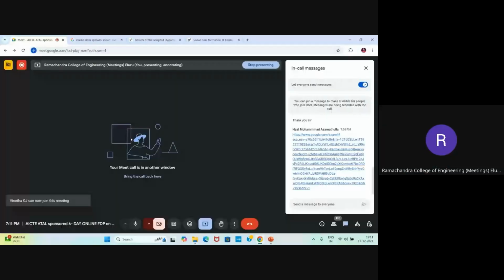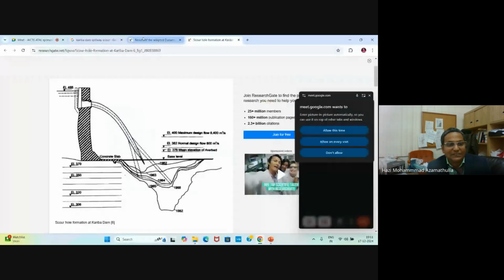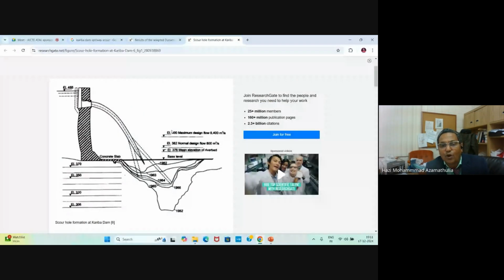So this is the situation. See, that is another thing you can't share here. Many bridge failures happen because of scour and abutment. You can go to my Google Scholar and see many papers. Okay, this is our greatest risk. Whatever you design, there is still a risk.